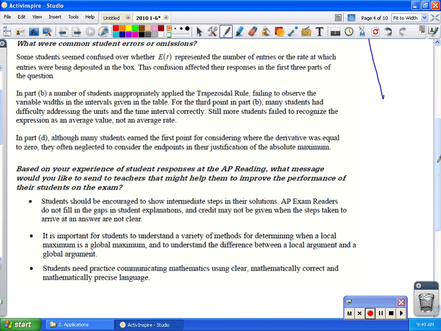What were the mistakes that students made? Some students seemed confused over whether E of t represented the number or the rate. This confusion affected their responses. In part B, a number of students inappropriately applied the trapezoidal rule, failing to observe the variable or changing widths in the interval. For the third point, many students had difficulty with the units.